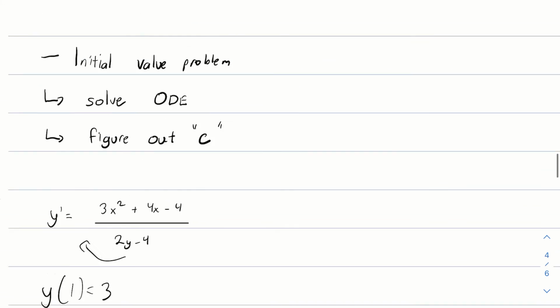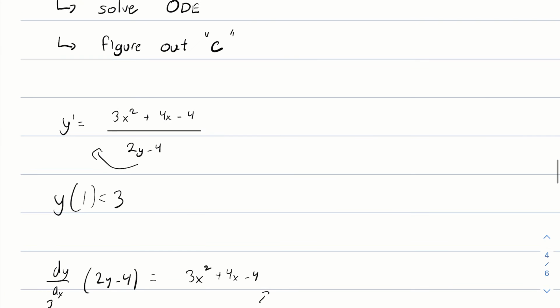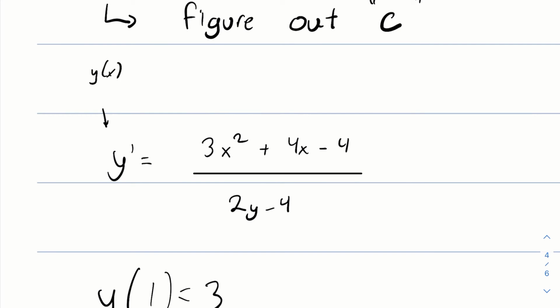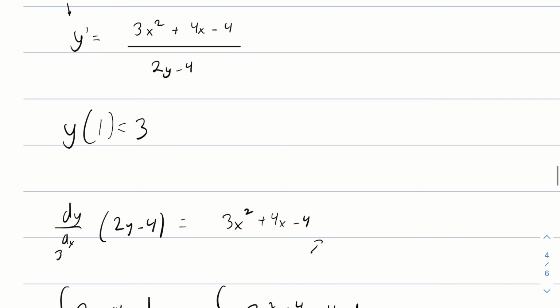So it looks like I forgot to erase the work there, but I'll guide you through it. Basically what we do here is we solve the ODE, and then we figure out c by plugging it in. So we're given this problem right here: y prime equals 3x squared plus 4x minus 4 over 2y minus 4. And we're given that y when x equals 1 is going to be 3, because this is y of x. I should probably have noted before that these are functions, typically. So y is a function, x is going to be a number.